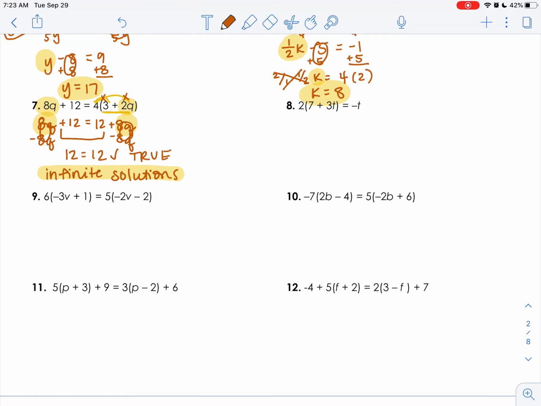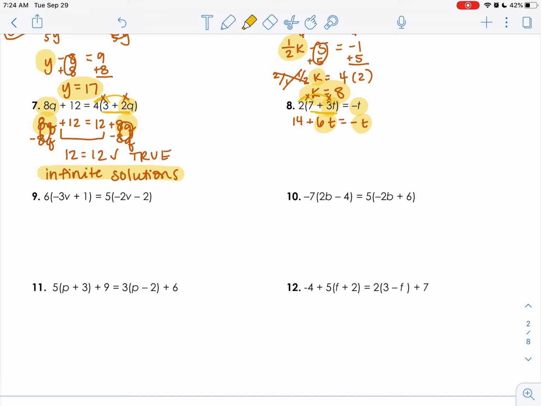Looking at number 8, you're going to try this one. We have 2 times the quantity, 7 plus 3t equals -t. In order to solve this one, we want to first find our variables. We've got a 3t on the left and a -t on the right, but the 3t is inside parentheses, so we're going to first distribute. We have 2 of these, so I'm going to pass out the 2 to both terms on the inside. 2 times 7 is 14. 2 times 3t is a positive 6t, which is equal to -t.